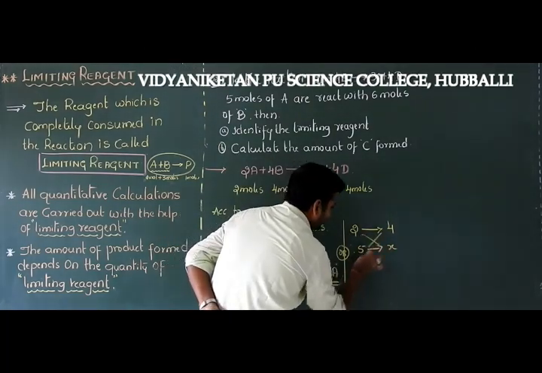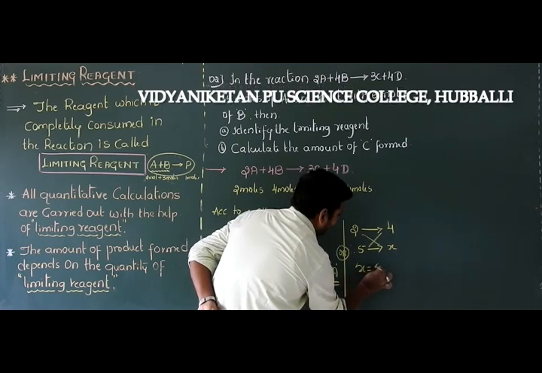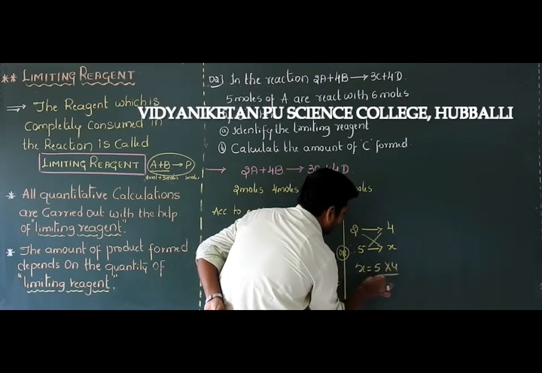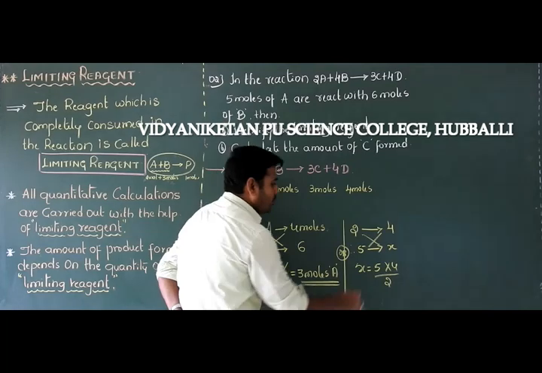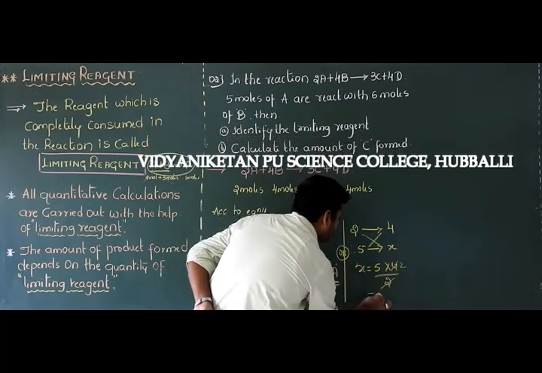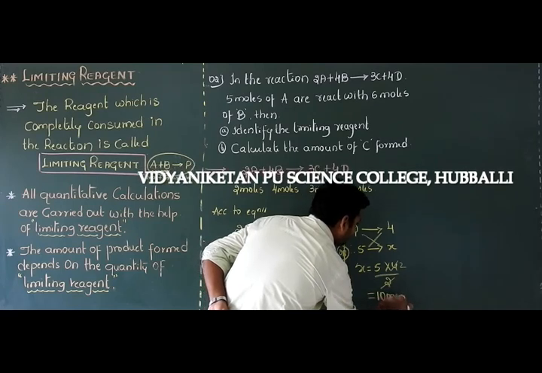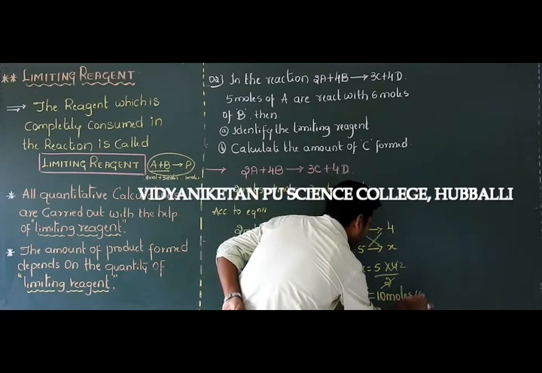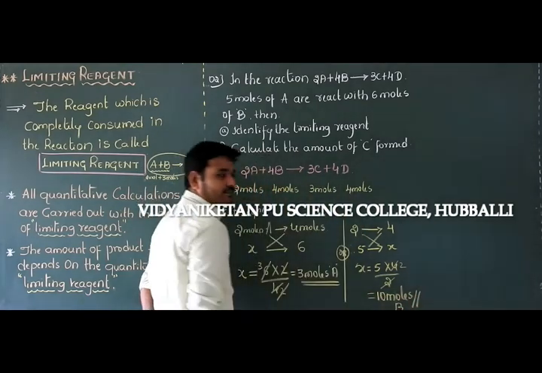So cross multiply these two. So X equals 5 into 4, denominator 2. 5 into 4, denominator 2: 2 ones are 2, 2 twos are 4. 5 into 2. How many moles of B are required, students? 10 moles of B are required.